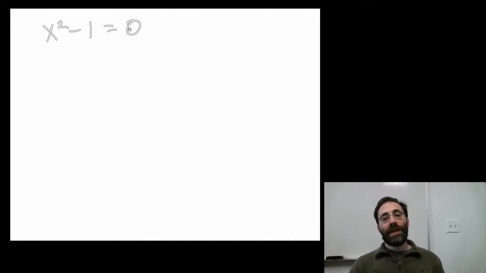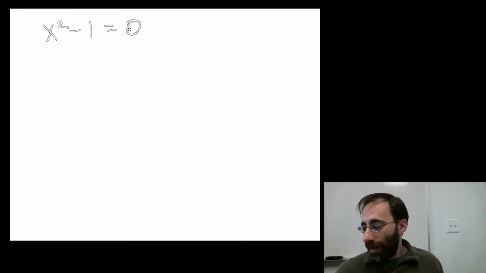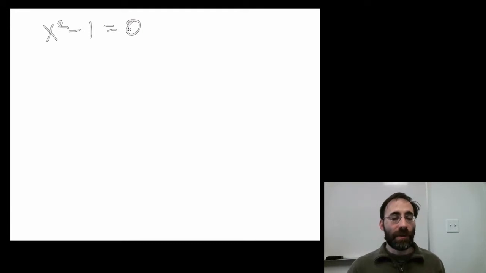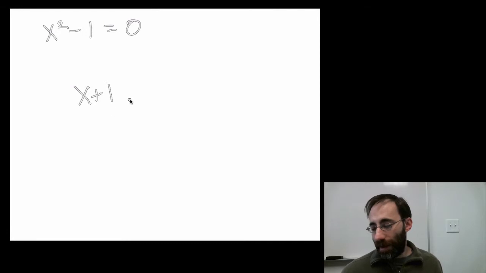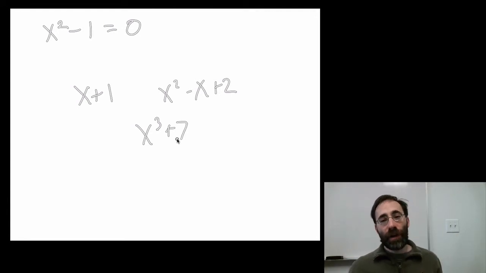Well, factoring means separating out a squared term into linear terms, right, or smaller terms in general, right? This is called a polynomial, which we'll talk about polynomials in general, or functions shortly. But a polynomial is a bunch of variables raised to powers. x plus 1 is a polynomial, x squared minus x plus 2 is a polynomial, x cubed plus 7 is a polynomial. Those are all polynomials. They have more than one term, effectively.